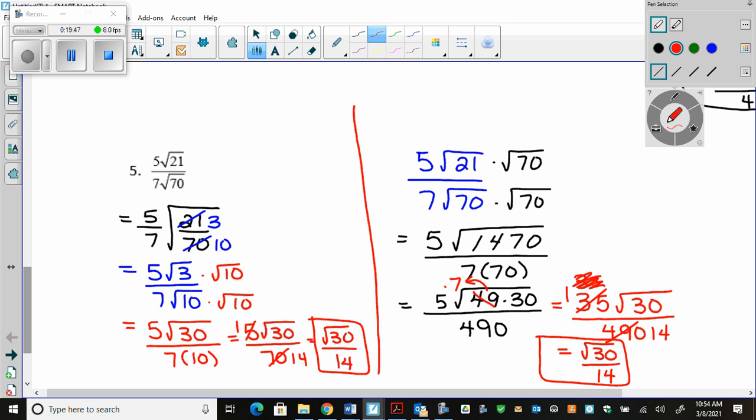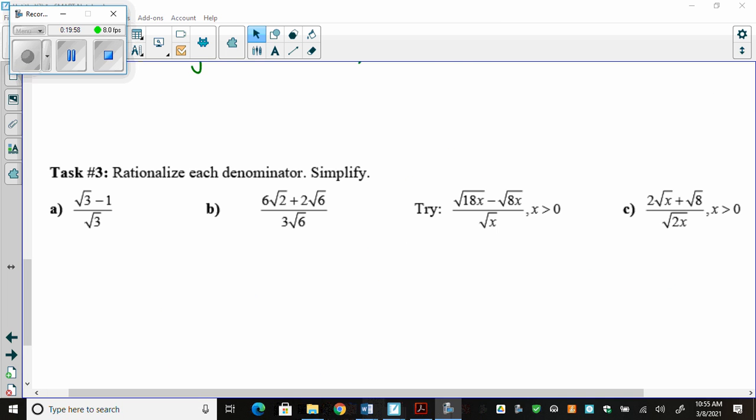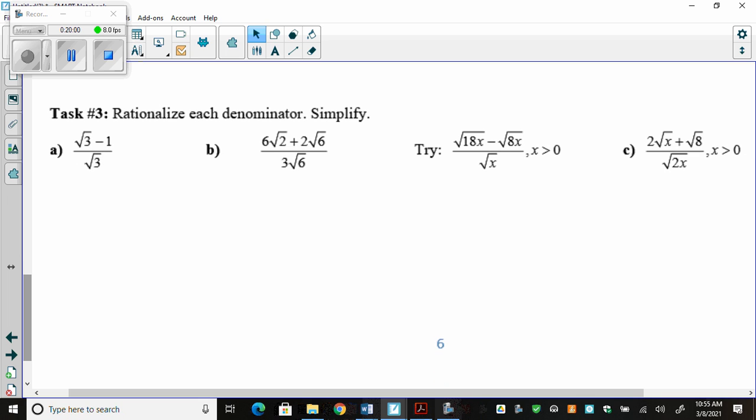Okay? You're going to flip to where you left off in your notes. We're doing radicals, but this time there's going to be a binomial in the denominator. We need 2 terms. All right. So, rationalize each denominator. What does that mean? It means make it not be a radical.